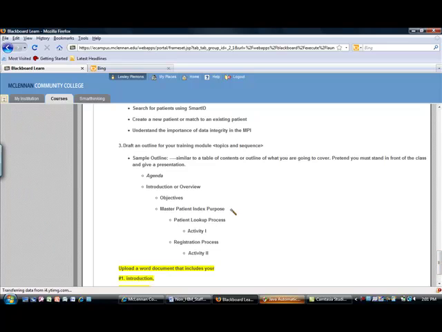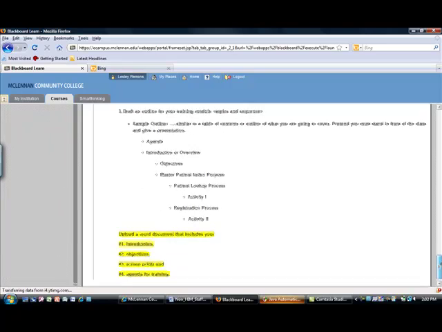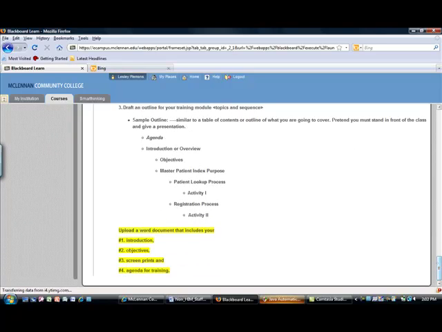I'm going to tell you about the purpose of the Master Patient Index. We're going to do a patient lookup, and then maybe have your group perform one of the activities. Then go through the registration process. You might demonstrate and then have the group complete some work on their own. So you'll end up with an introduction, objectives, screen prints, and an agenda for your training.